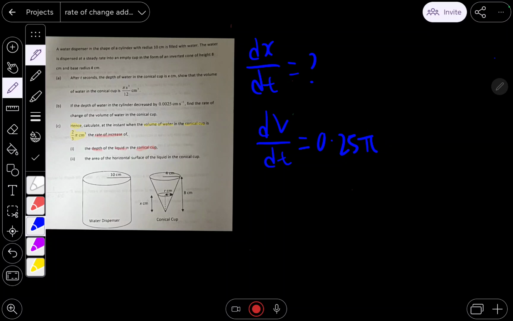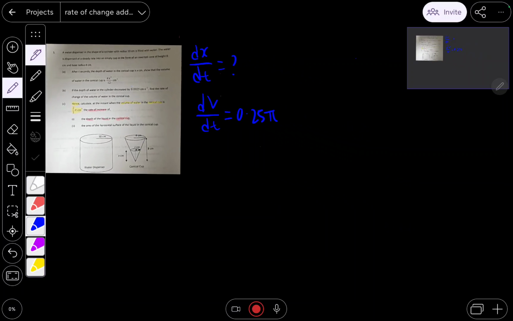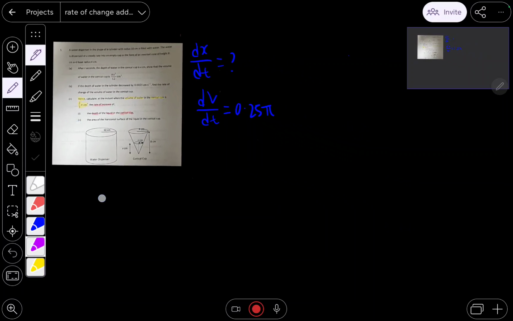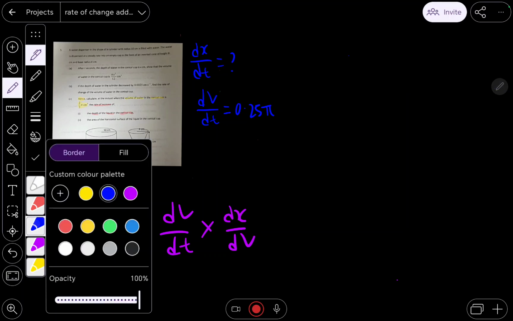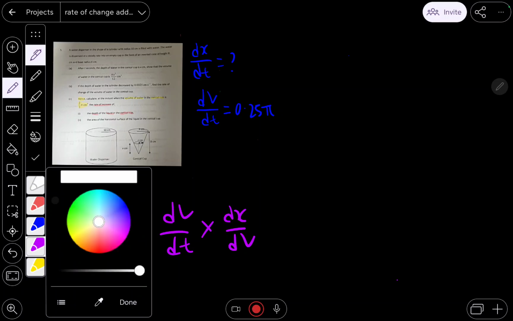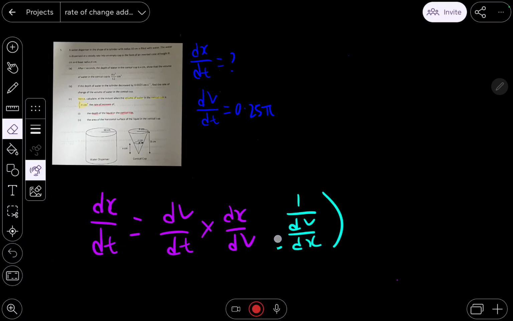So, now, let's form our chain first, okay? So, what do you have? Left side, we're going to find what is given. So, what is not given now? We have dx/dV. Okay, but we cannot write it like that. Remember, we must write it as 1 over dV/dx. Okay, so I already explained to you why, so I won't explain further.